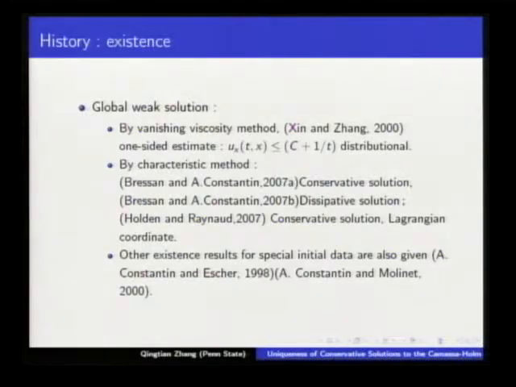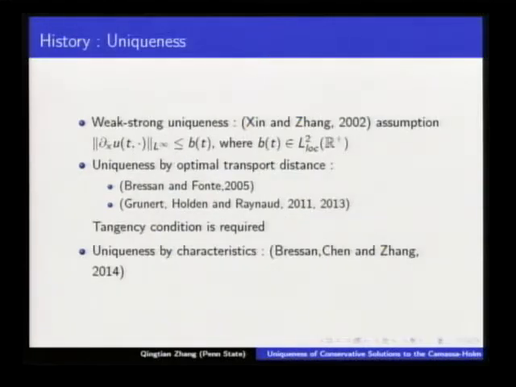Another result was proved by Holden and Reynolds, who also proved the unique existence of the Camassa-Holm equation solution by using Lagrangian coordinates. There are some other results for special initial data by Constantin and Escher, and also Constantin and Molinet in 2000. Because their initial data is very special, it is not general initial data. For the uniqueness of the solution, it is mainly proved by two methods.